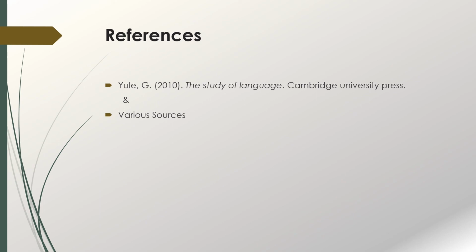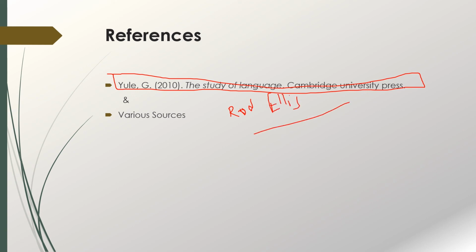These are the references. Again, I made a mistake that should not be there. It will definitely be the Rod Ellis book, and I have given the link to this book in the class section, so please follow there. So it is from Rod Ellis, not from George Yule and other different sources, that means Krashen and other sources.